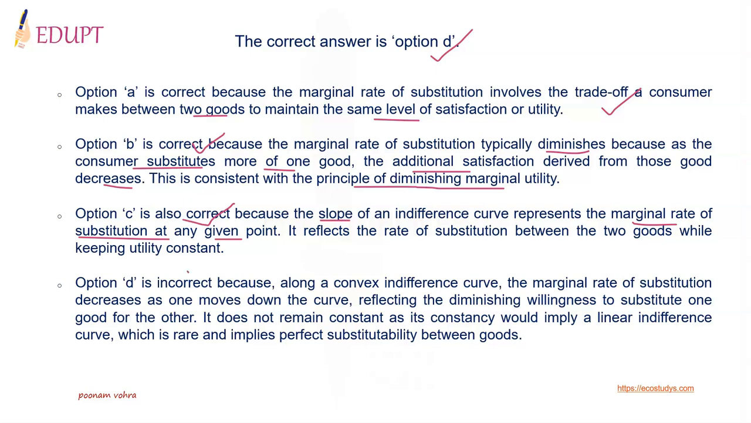Option D is incorrect simply because along a convex indifference curve, marginal rate of substitution decreases as one moves down the curve, reflecting the diminishing willingness to substitute one good for the other. It never remains constant because constancy will imply a linear indifference curve, which is very rare and implies perfect substitutability between goods, which is not possible. So option D is the incorrect statement.